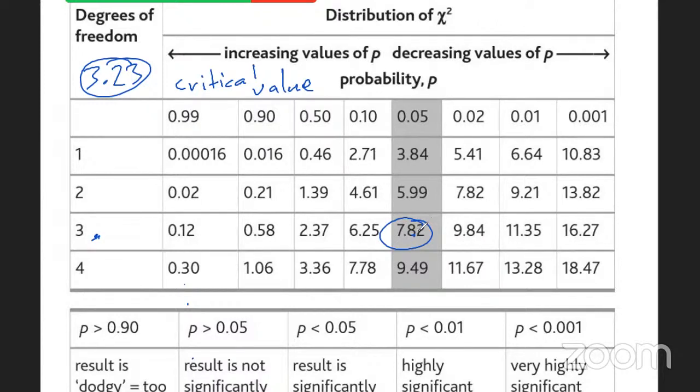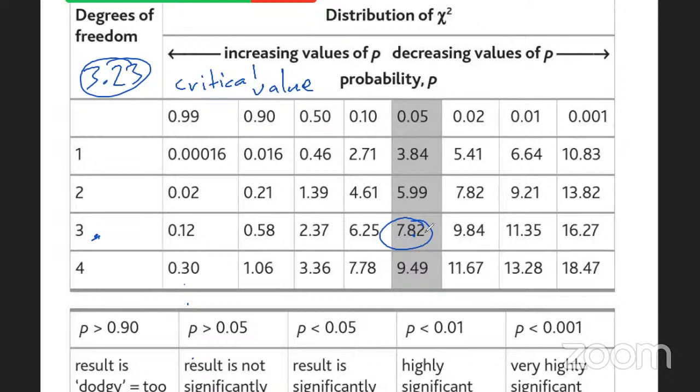So the critical value is 7.82. What we calculated was 3.23. The 3.23 is less than the 7.82. Therefore, we are not going to reject the null hypothesis. We are going to accept it, which means that the difference is due to chance. Is that clear? So once it is less, it is due to chance.